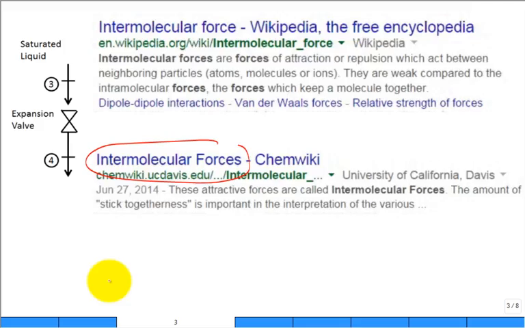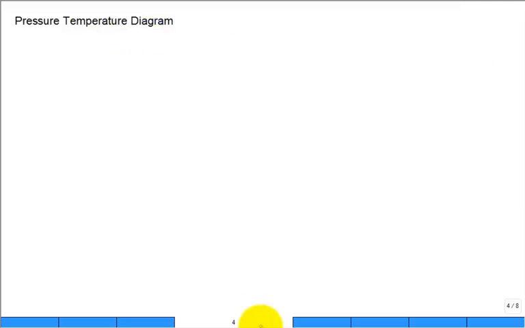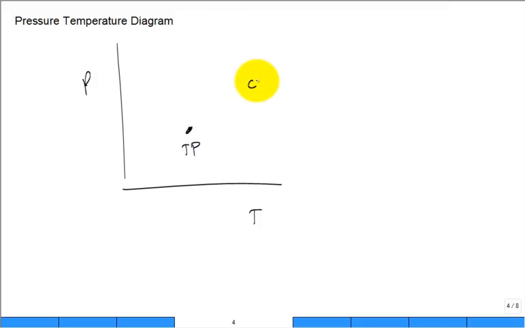When it's in a liquid state, there's things holding it together in the liquid state. You have to pay a penalty. You have to put some energy in to break those intermolecular bonds or forces. And that is why you have it. So if you think about your old friend, the pressure temperature diagram, you go from the triple point up to the critical point, and we're thinking of it being a saturated two-phase liquid vapor mixture, right?